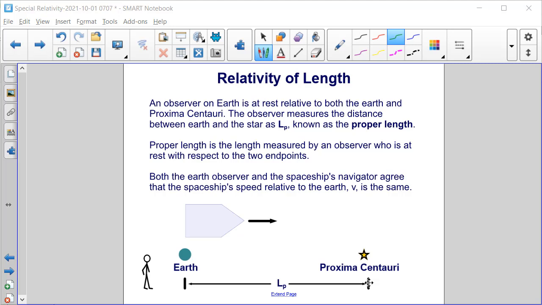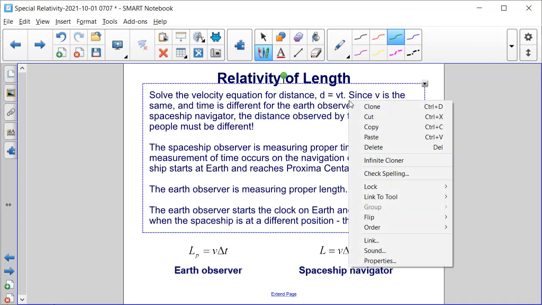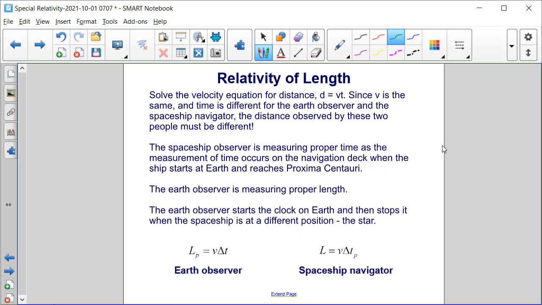Both the Earth observer and the spaceship's navigator agree that the spaceship's speed relative to the Earth, v, is the same. Okay, so I solved the velocity equation that we know for distance. It's velocity times time. Since v is the same, and the time is different for the Earth observer and the spaceship navigator, the distance observed by these two people must be different.